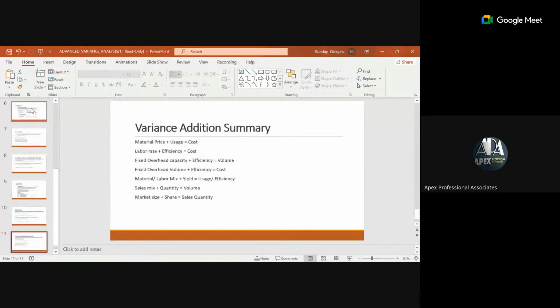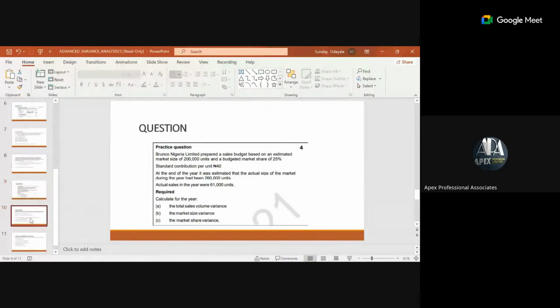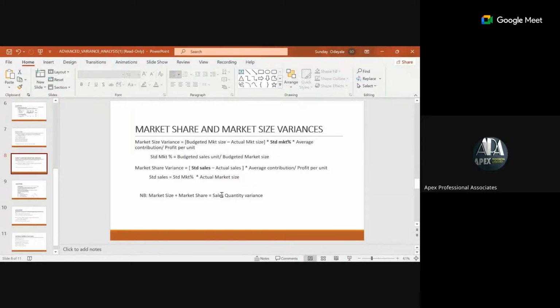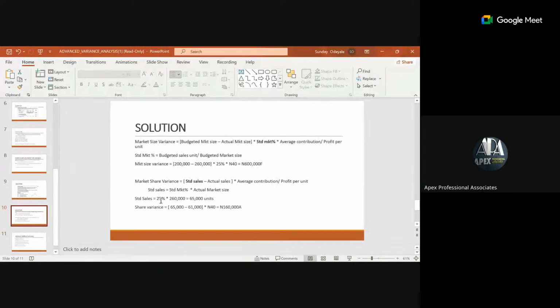Now, I wanted to do something with this same question. I want to justify that market size plus market share should give us sales quantity. Remember the formula for sales quantity, by the way, you don't need to do it: remember, sales quantity variance is your budgeted unit minus your actual unit multiplied by your standard contribution per unit.